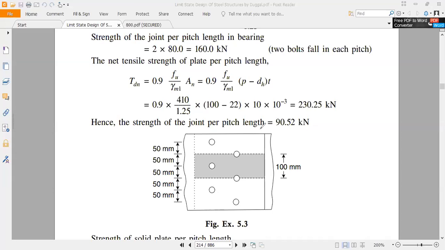Okay, so these are ready-made connection is given. Okay, and you have to find the strength of this connection.